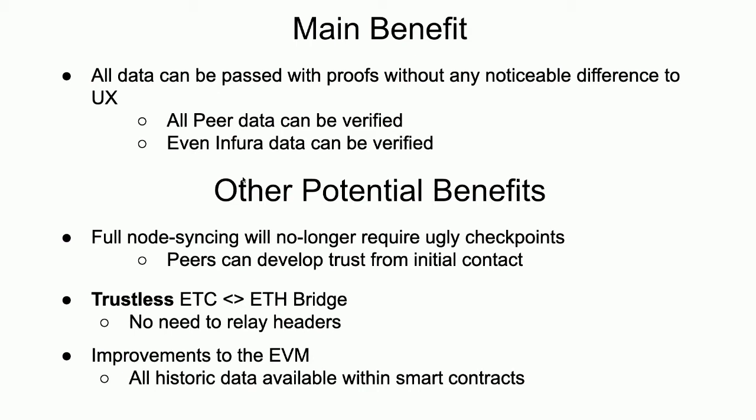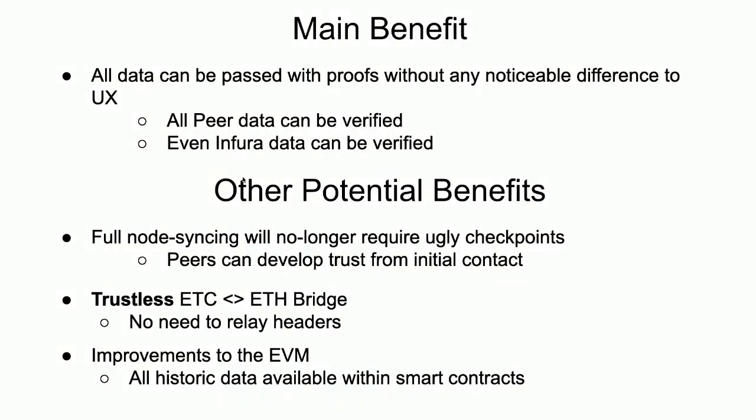Now, the other potential benefits: full node syncing no longer requiring ugly checkpoints. Even Bitcoin, I was looking in the docs, has checkpointing now. The problem is when your full node is trying to download the chain, there's no way to know if it's the legit chain until you get to the end. By that time, you've already downloaded megabytes and megabytes, and you've wasted a bunch of time. So this gets rid of any need for that. It's just a one-time thing: I make a request, you send something back. If it's legitimate, I'll know it. If it's not, I'll just kick you out of my network.